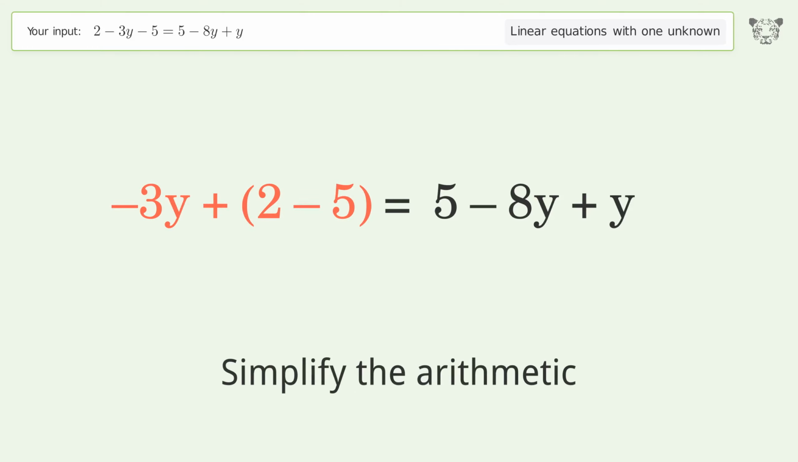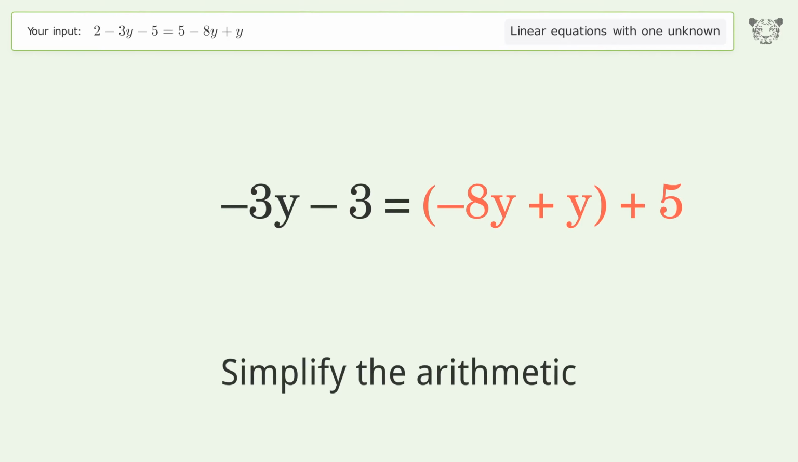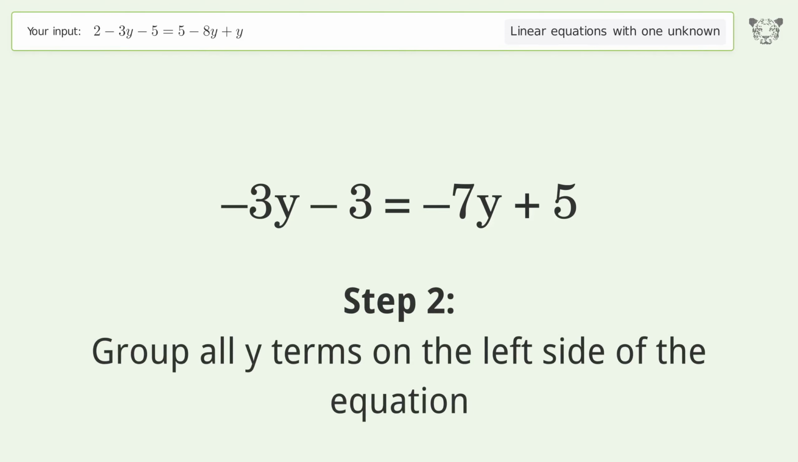Simplify the arithmetic. Group like terms. Simplify the arithmetic. Group all y terms on the left side of the equation.